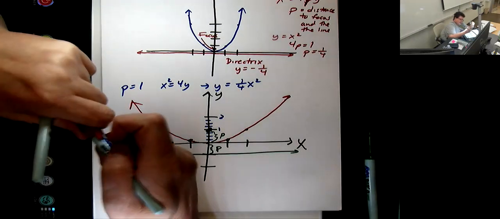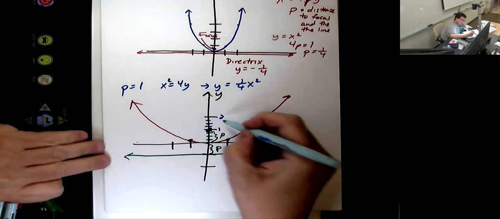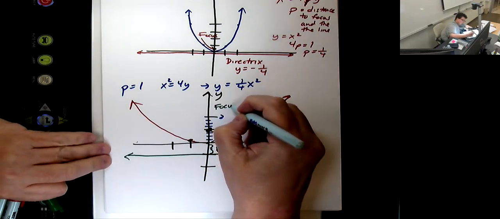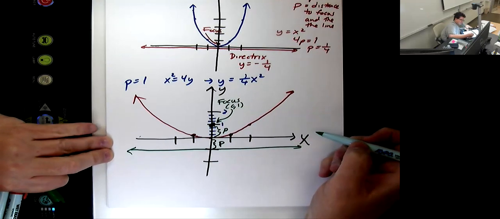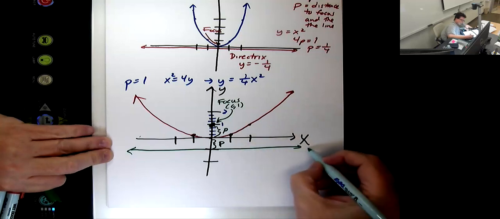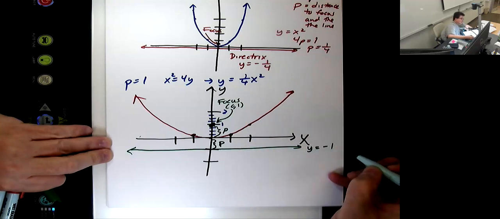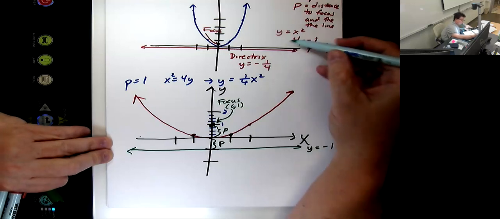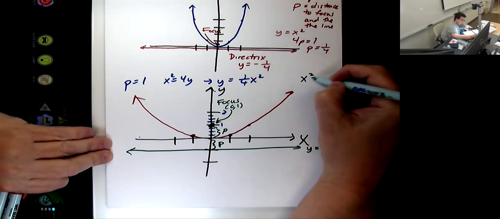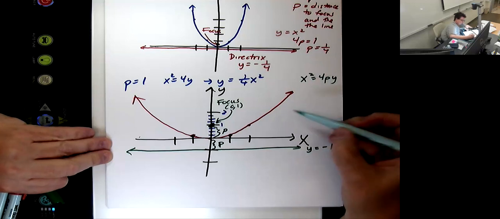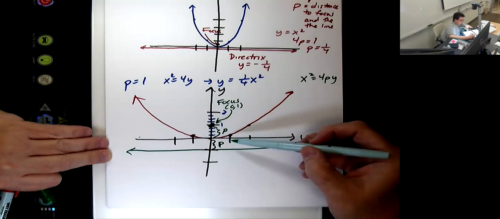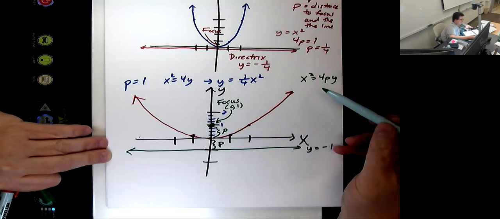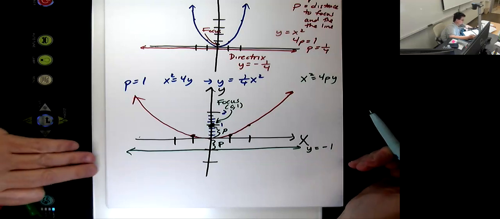So the points here are, our focus is right here. The focus is at 0, 1. It's up p from the vertex. The directrix is down 1. This is y equals -1. It's a line. The overall equation is x squared equals 4py. So I deliberately picked p to equal 1, so I could have a little bit more space to graph it for you. Normally, you don't pick p. P just is, you have to calculate p. And we'll go over some problems doing that.